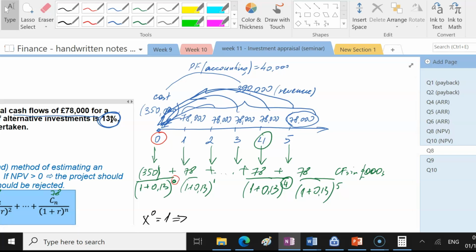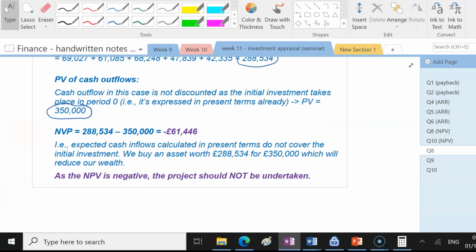You are better off elsewhere. You are 61,000 pounds worse off. That's why you should not go for it. Net present value is great because one of the advantages of this metric is that it gives you a direct measure of how your wealth will increase or reduce as a result of your decision or as a result of certain investment, right? So in this case, if you go for it, you are 61,000 worse off.